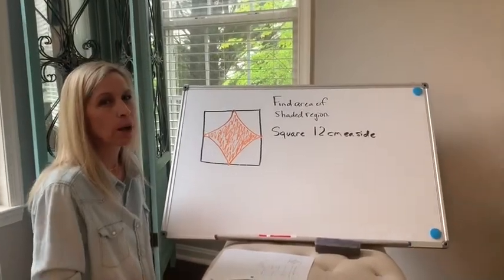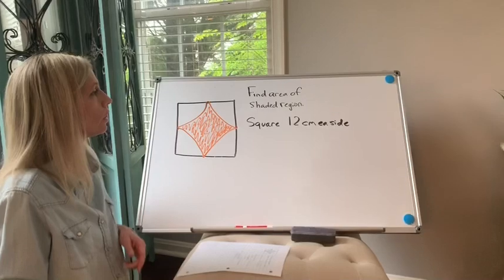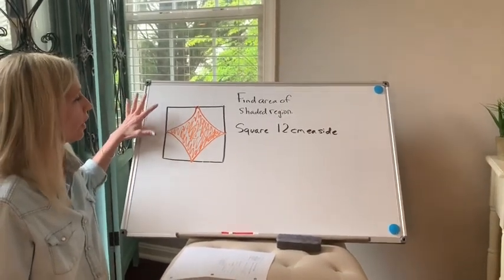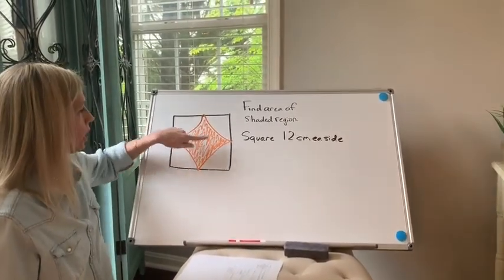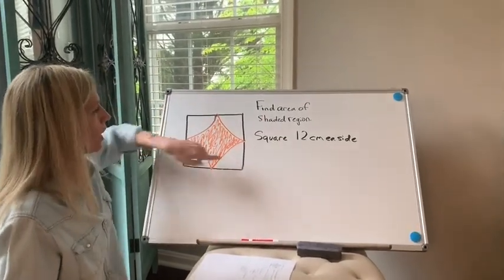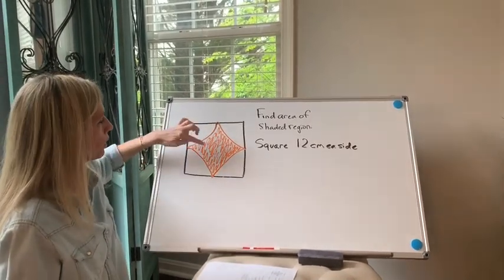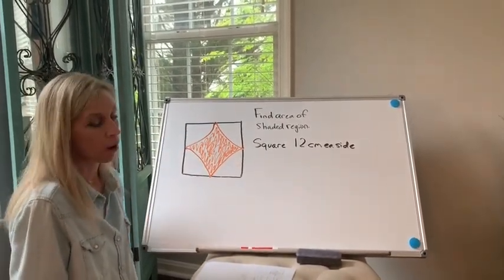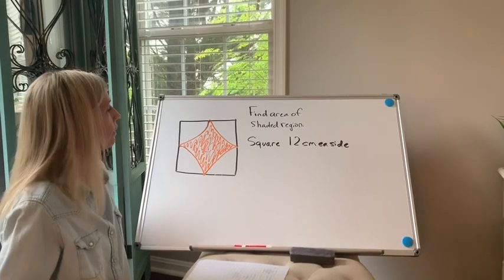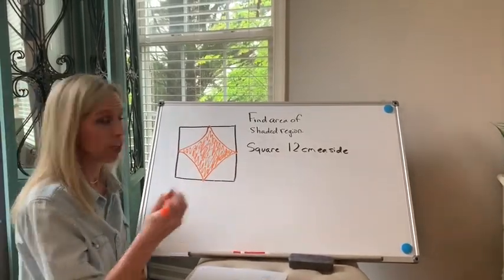For our next problem, you're going to want to go ahead and pause this and try and draw this out as well. We want to find the area of the shaded region. So the shaded region is going to be the orange part, and we have a square. Each side is 12 centimeters, and we want to just figure out what this orange part is. So if I can figure out the area of the entire square, that would be a good starting point.